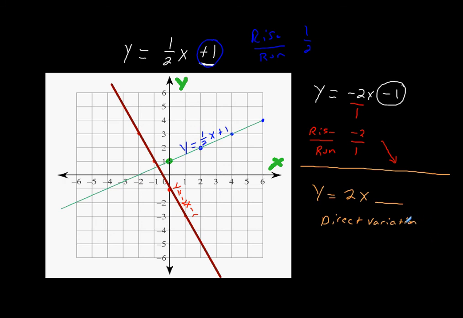Now, direct variation means this: that y varies directly with the value of x, or vice versa. As x changes, your y changes in the same increments. So how would we graph this one? Well, in the absence of a y-intercept, we make the assumption that it's going to cross at the origin, right here, right in the center.